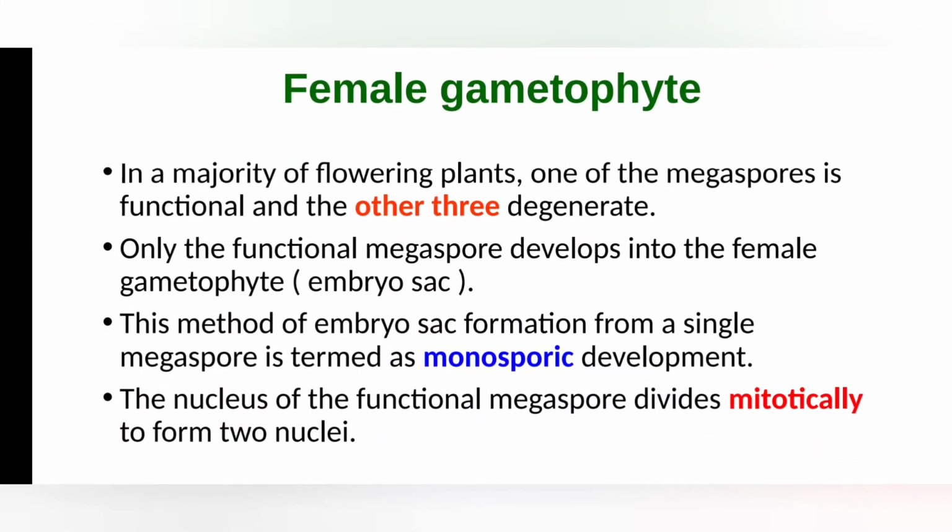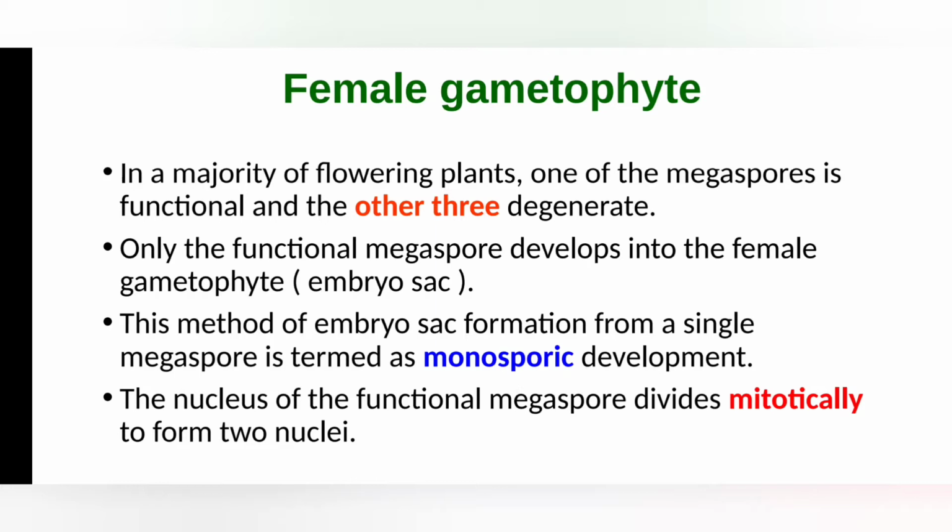Female gametophyte. In a majority of flowering plants, one of the megaspores is functional and the other 3 degenerate. We have already learned that 4 megaspores are formed. Out of 4, only 1 megaspore is functional and the other 3 get degenerated. Only the functional megaspore develops into the female gametophyte, that is embryo sac. This method of embryo sac formation from a single megaspore is termed as monosporic development.